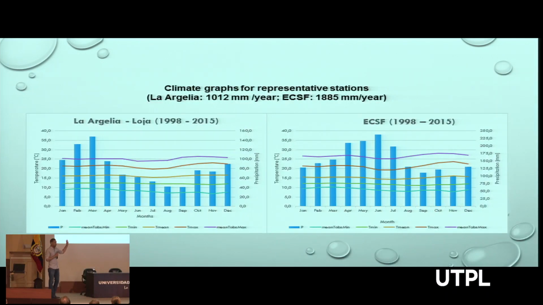As we can see, we have different precipitation regimes. In the Highlands, the precipitation peak is in February, March, and in the Amazon basin in June. Also, the driest month is September in the Highlands and November in the Amazon basin. The mean temperature is more or less the same, around 15 degrees, because both stations have more or less the same altitude above sea level. Annual precipitation in Argelia is more or less 1,000 millimeters a year, and in ECSF we have 1,800 or 1,900 millimeters a year on average for this time period.